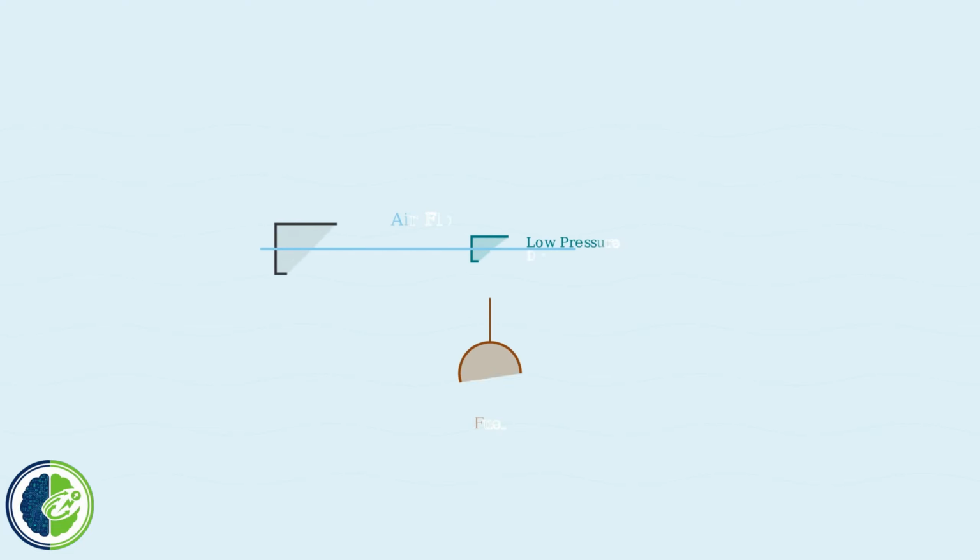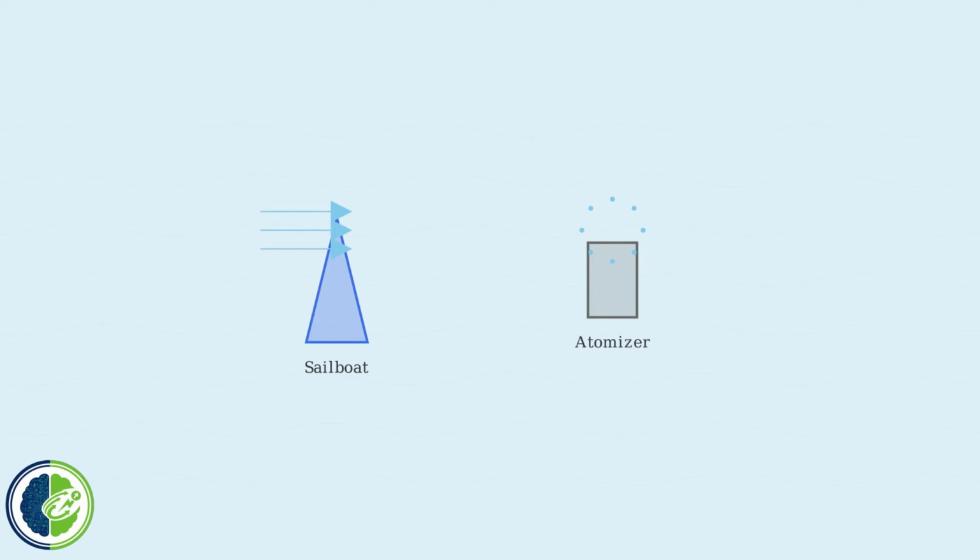In a carburetor, Bernoulli's principle controls the fuel-air mixture for internal combustion engines. Air flows through a narrow passage called the Venturi, creating low pressure that draws fuel from the fuel bowl. Bernoulli's principle appears in many other applications. Sailboats use pressure differences on their sails to harness wind power. Atomizers and spray bottles create fine mists by using high-speed air to reduce pressure and draw up liquid.